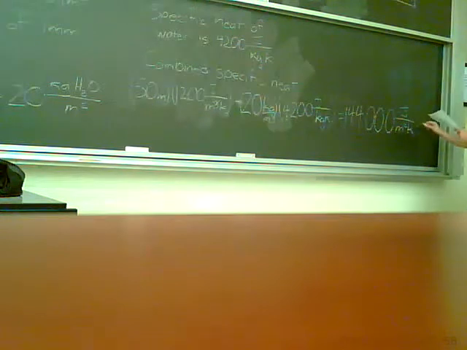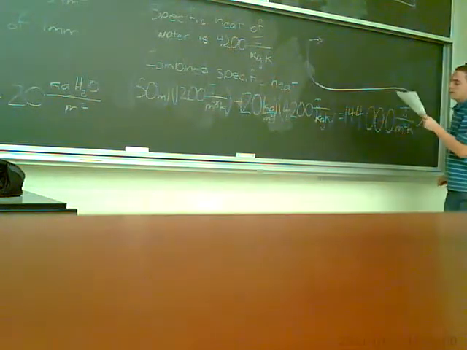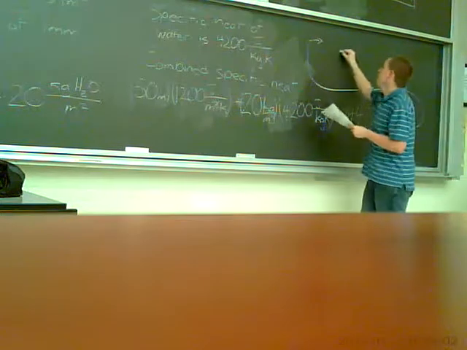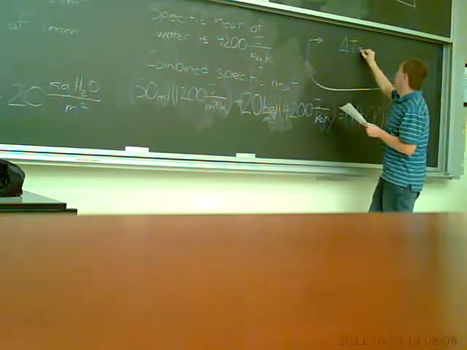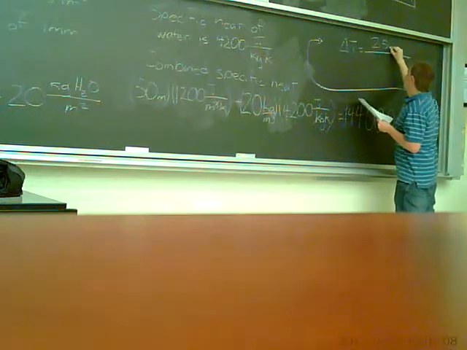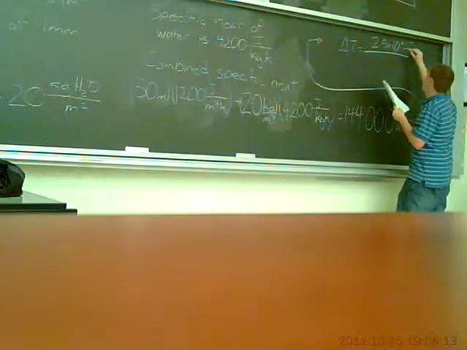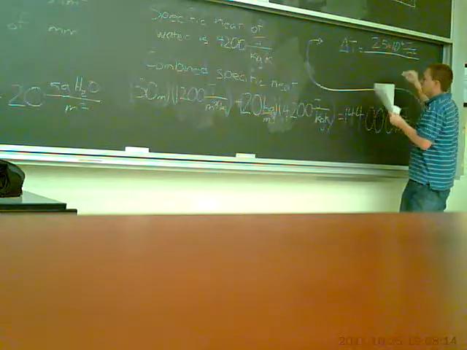Okay. I'm going to just come up here and do it. And this gives a delta T of joules per meter squared, and then divided by.